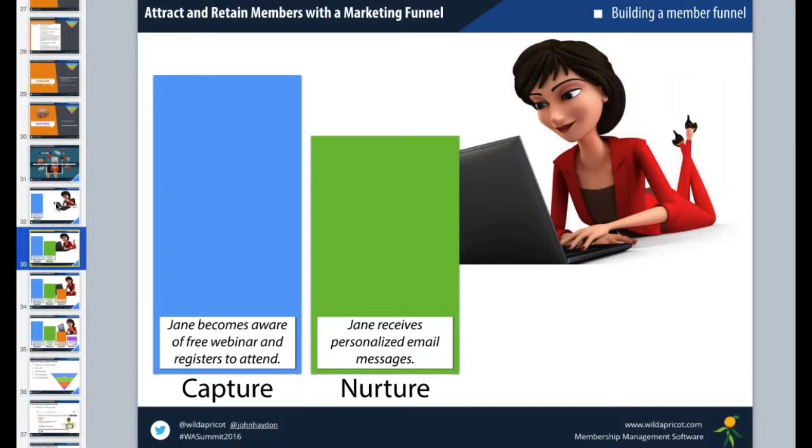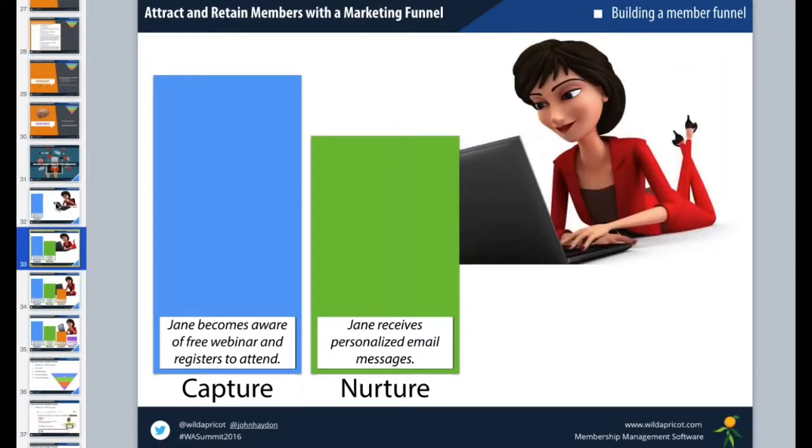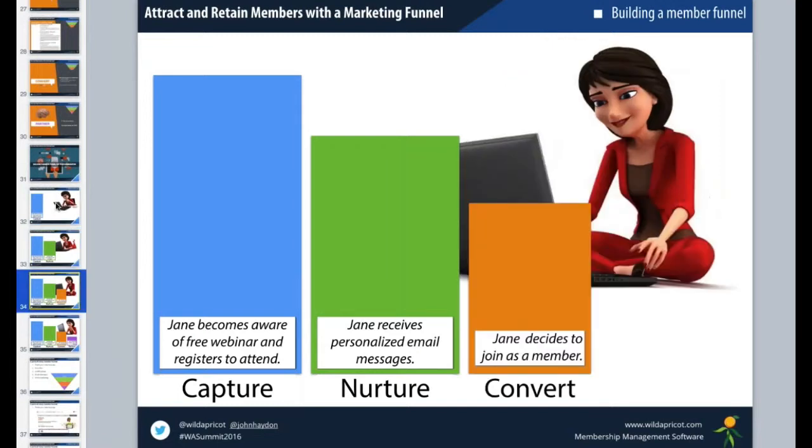During the nurture phase, Jane is receiving maybe a couple of emails saying thank you. Maybe there's an offer to join as a member, some value, maybe a member story. It's not one email, maybe not two emails, there might be 3 emails over the course of, say, 5 days. I'll show you one quick example. And then eventually, Jane decides to become a member.